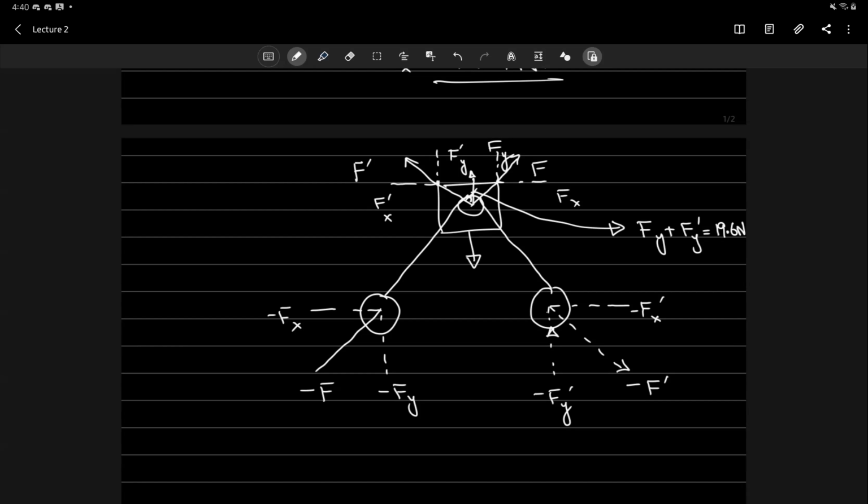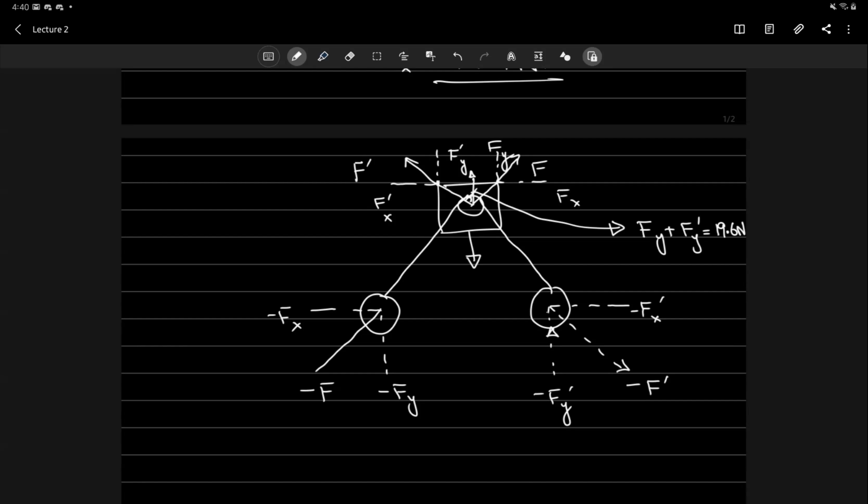So let's start with the weight again, okay? Let's talk about the weight, the forces on the weight. The forces from the rods on the weight are the first thing we should sort out properly. So let's look at the forces from the rods on the weight.